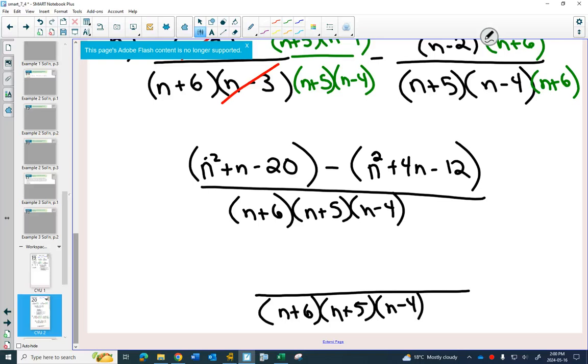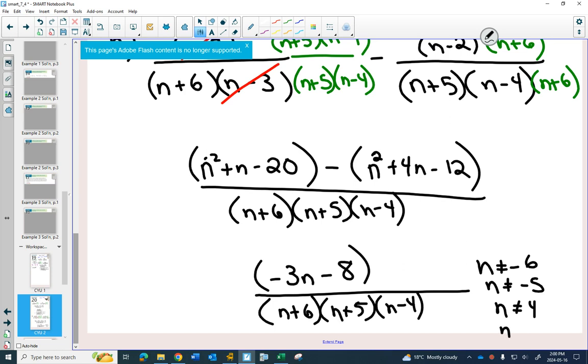On the top, n squared minus the n squared, that pulls away. Minus 4n will give me negative 3n. And negative 20 minus the negative 12 will give me negative 8. That gets grouped together. Nothing is identical, so we would be done, and the textbook probably listed the non-permissible values are minus 6, minus 5, 4, and 3, even though it disappeared. It was a non-permissible value at some time, so you still have to list it.